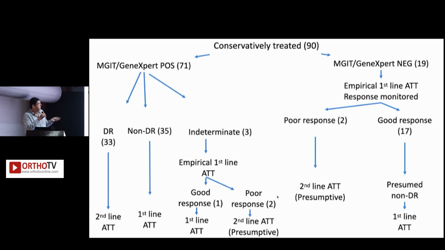Now in our series of 90 patients, we had gene expert or MGIT proven in 71, and we had no answer in 19 patients. The drug resistant patients were started on second line AKT straightforward based on the sensitivity. Non-drug resistant, 35 were on first line, and then there were some indeterminate patients where empiric first line AKT was started, and in poor responders second line AKT was started. Poor responders are if we don't find a good clinical response or the MRI shows progression. So overall, this is the protocol which we are following.